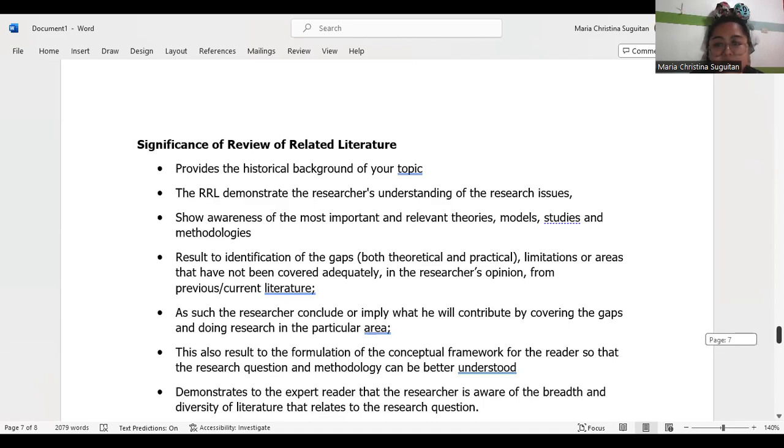Okay? Parang, for example, may mga question doon na hindi naman nasagot. So, you will be the one to answer it. So, parang magko-contribute ka lang doon sa research nila na at least ngayon nasagot ko na yung mga tanong na hindi nasagot.